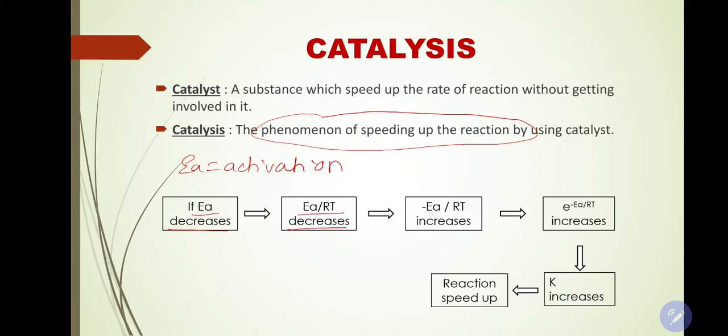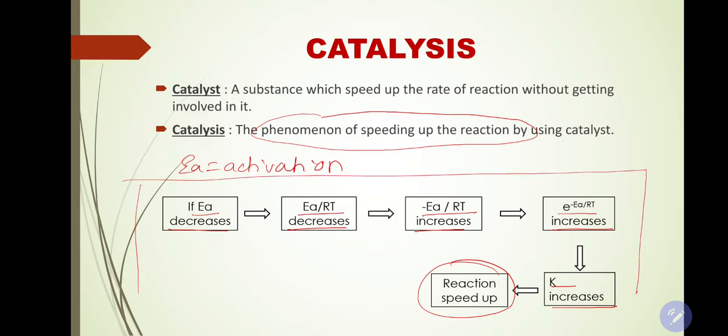Okay, but the inverse, that is e to the power minus EA upon RT, will increase, which in correspondence means the rate constant will also increase and it will speed up the rate of reaction. Okay, so this you have to remember because this is as important in chemical kinetics as it is important in this chapter, surface chemistry, also.